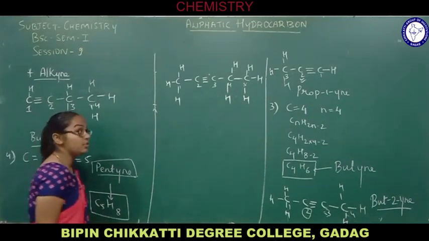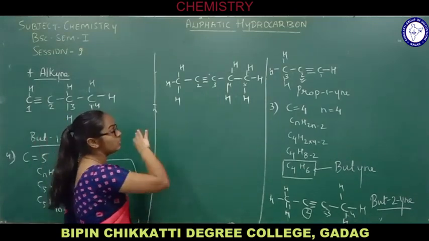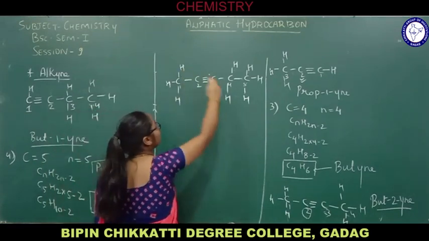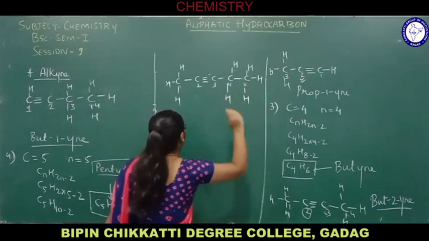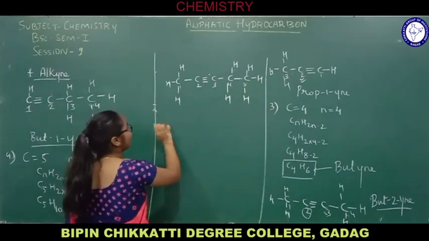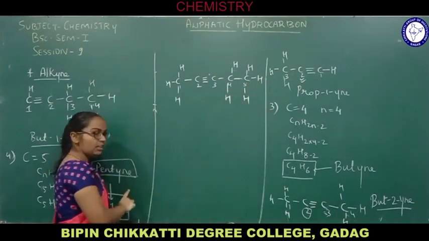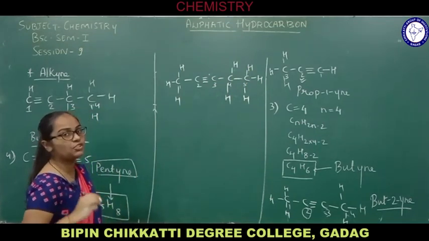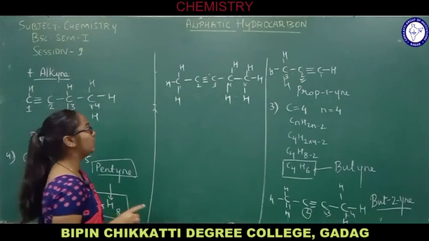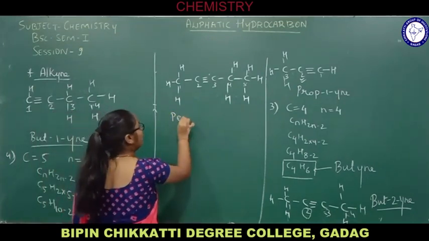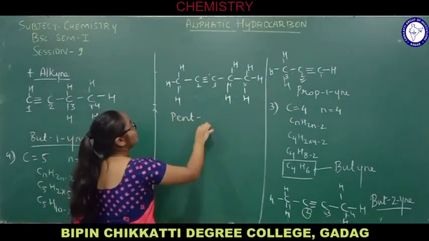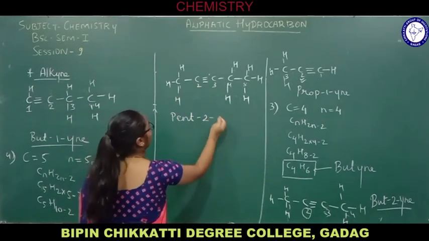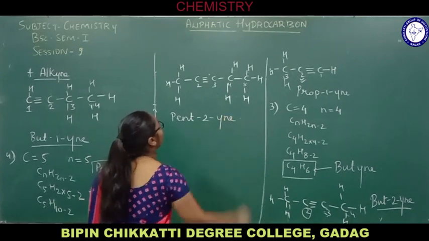So the number of hydrogen atoms combined into this structure is 8. Let's see how many there are: 1, 2, 3, 4, 5, 6, 7, 8. Correct. So the name for this is pentyne only. But the position of the yne, meaning the position of the triple bond, is very, very vital. So pentyne will be given with the position between 2 and 3, so pent-2-yne. Done.